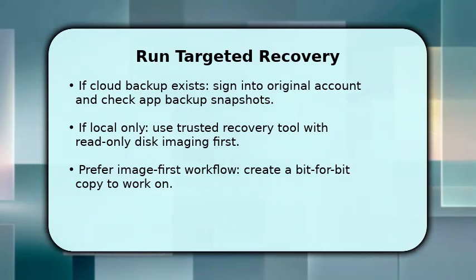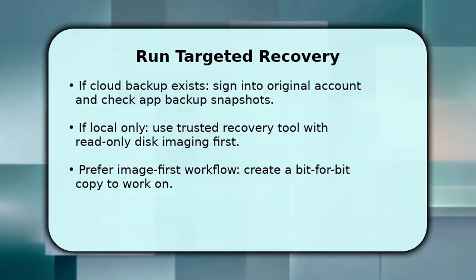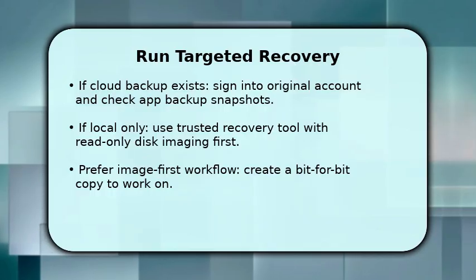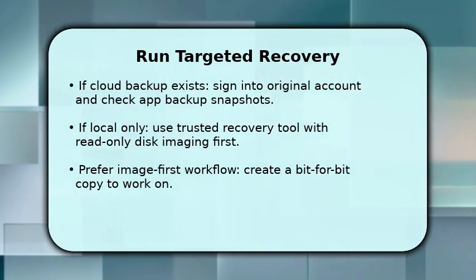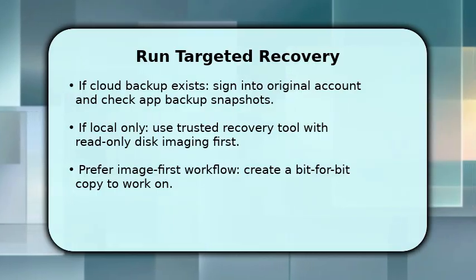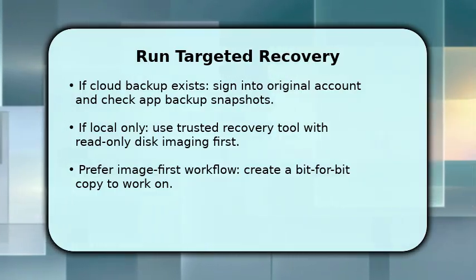If a cloud backup exists, sign into the original account and restore the specific app snapshot. This is fastest and safest. If not, create a bit-for-bit disk image of the device to a separate drive. Do this with read-only settings to avoid corruption.